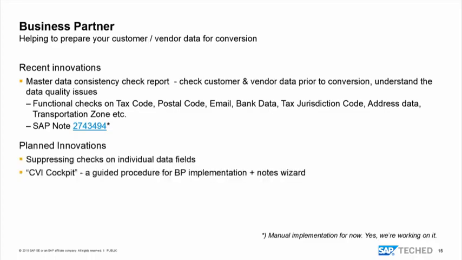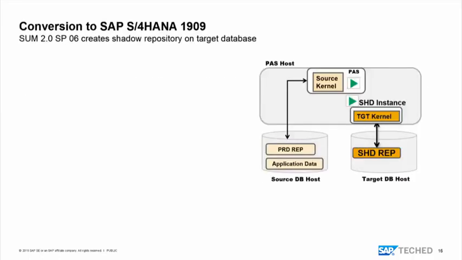So it's a new check, and the planned innovation is that the check may suppress individual data fields, and the concept of a general CVI cockpit is what we have on the roadmap, specifically for the topic of the business partner approach and introducing this in the source system already. So these were two new aspects in there.